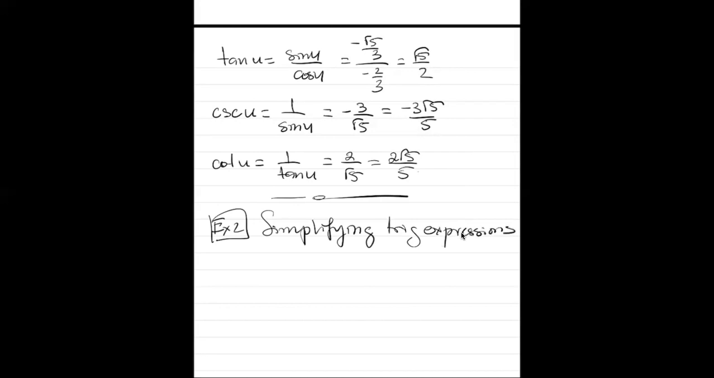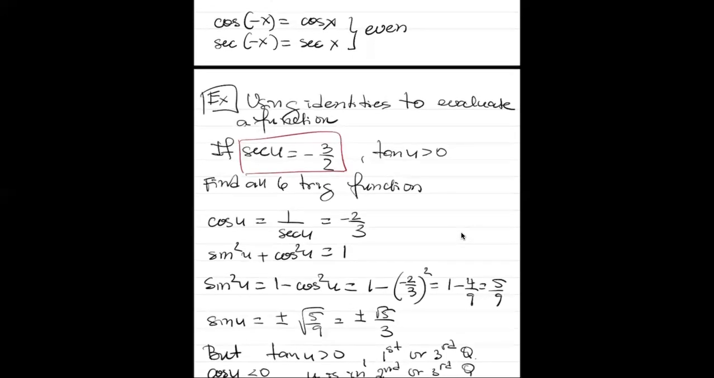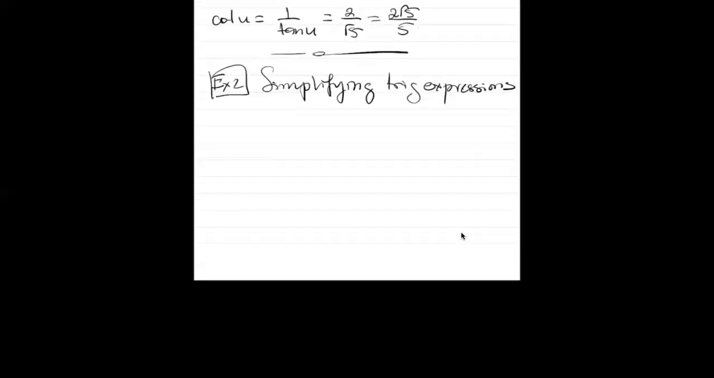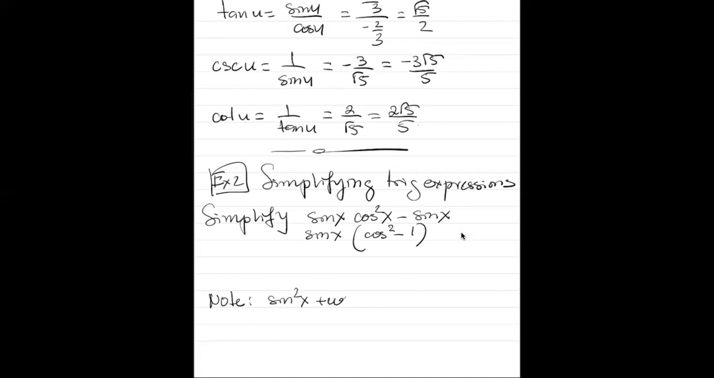So the first example showed us how we can use the identities to evaluate other trig functions if one is given. And the second case is to simplify trig expressions. So for example, simplify sine of x cosine squared x minus sine of x. We can factor out sine of x, cosine squared of x minus 1. Note, we're using the identity sine squared plus cosine squared equals 1. And from here, cosine squared of x minus 1 is negative sine squared of x.